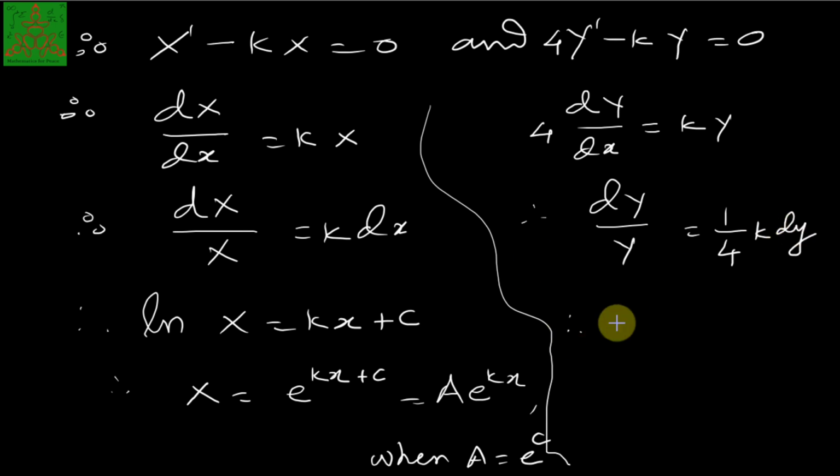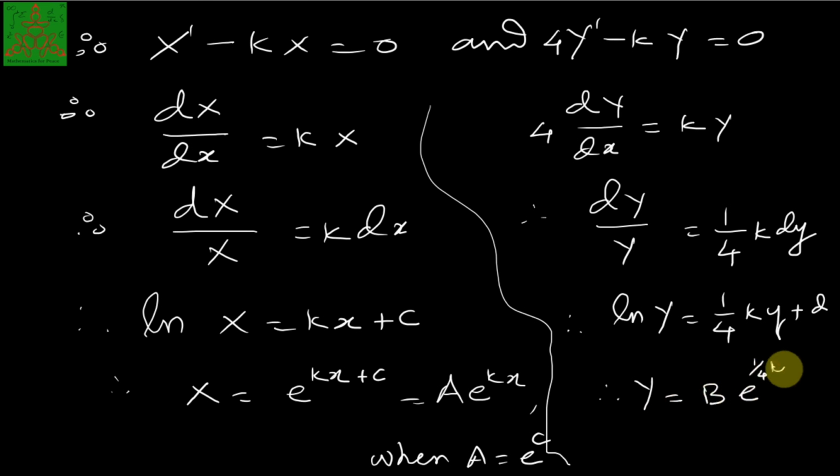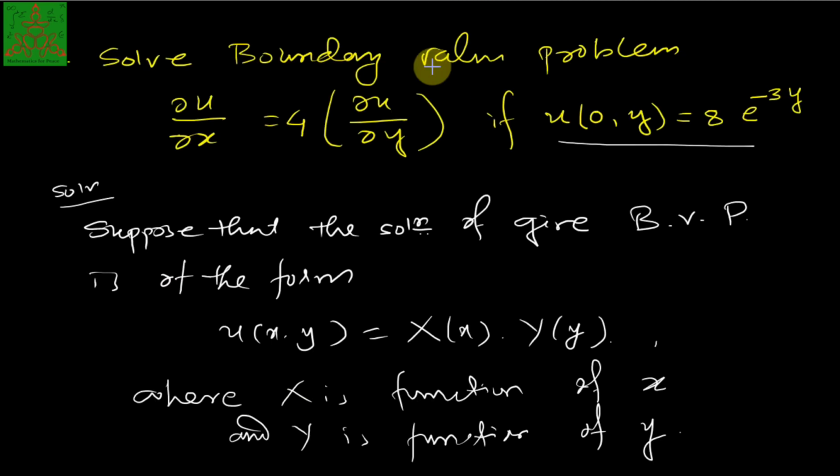Taking the integration on both sides, we will have ln y is equal to 1/4 times ky plus some constant, let's say it is d. So therefore y is equal to b into e^(1/4 ky), where this b is equal to e^d, where b and a are constants. And putting this value of x and y into the value of u, that is u equal to x into y, we will substitute that value into that.